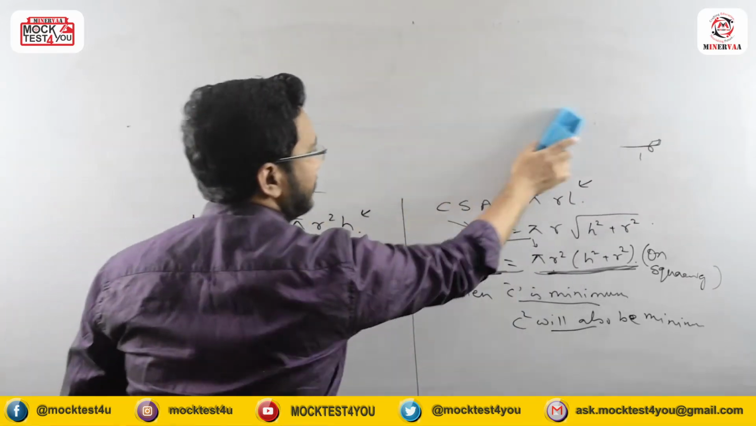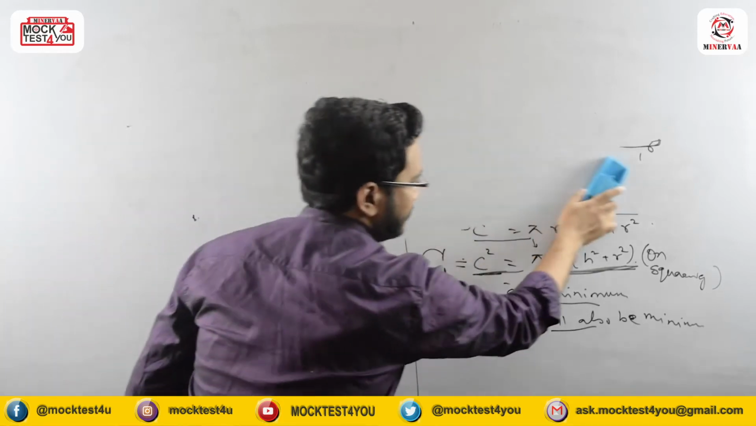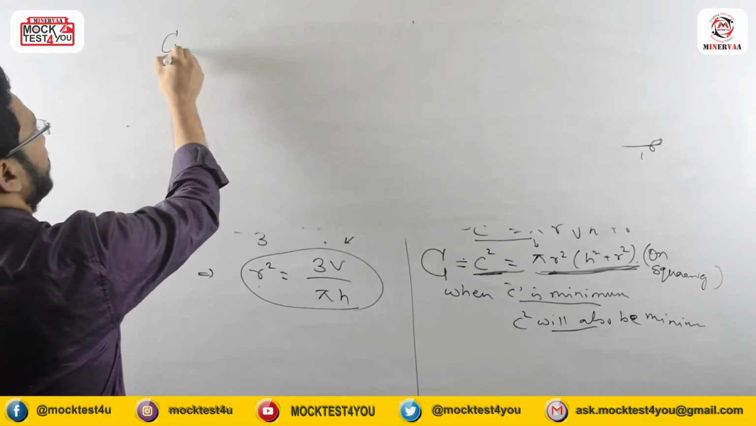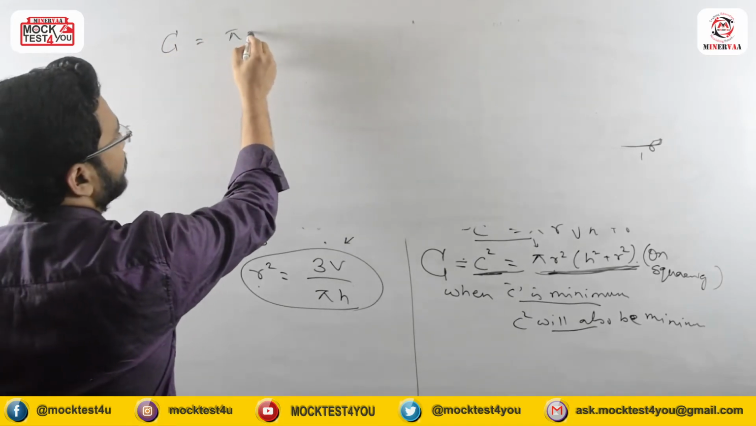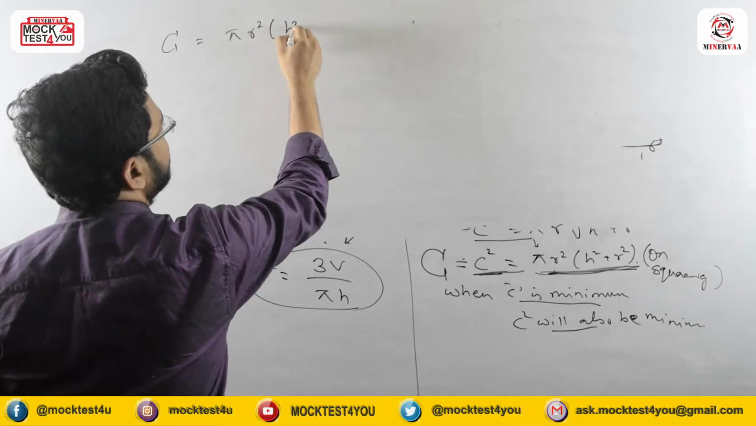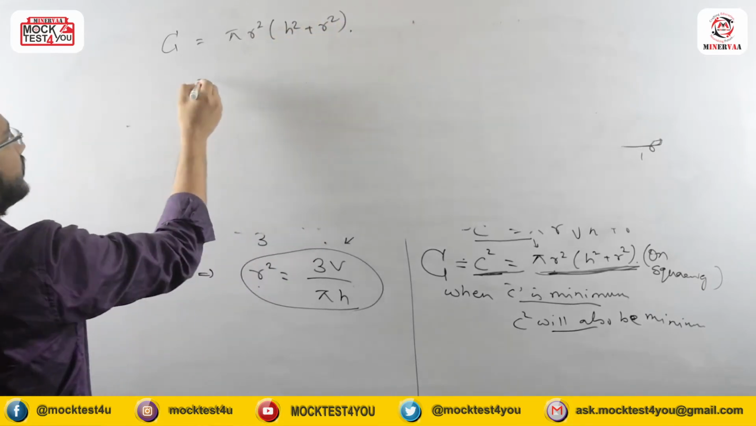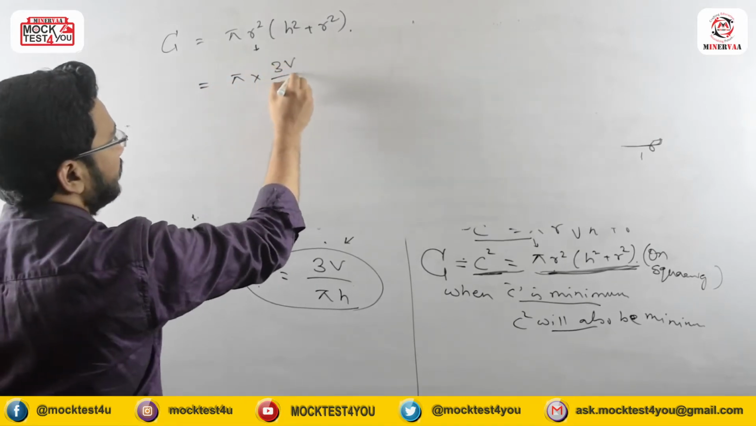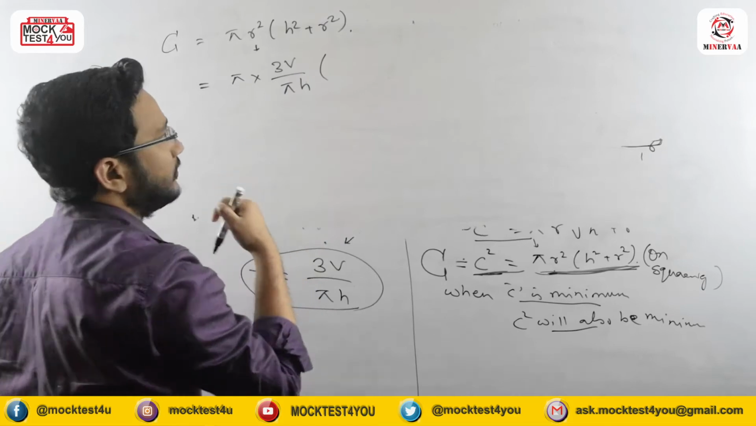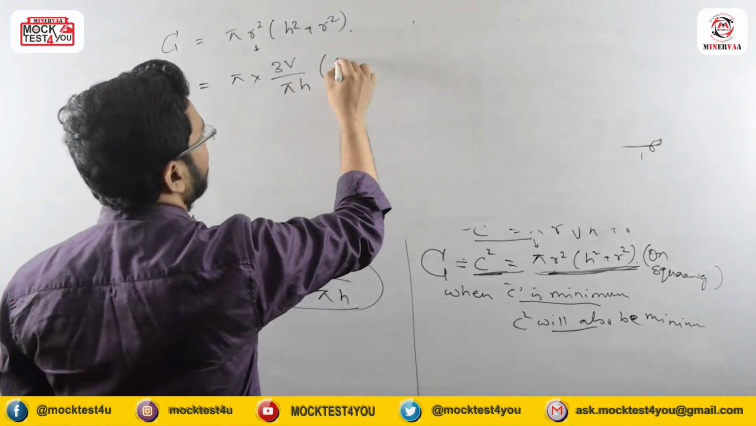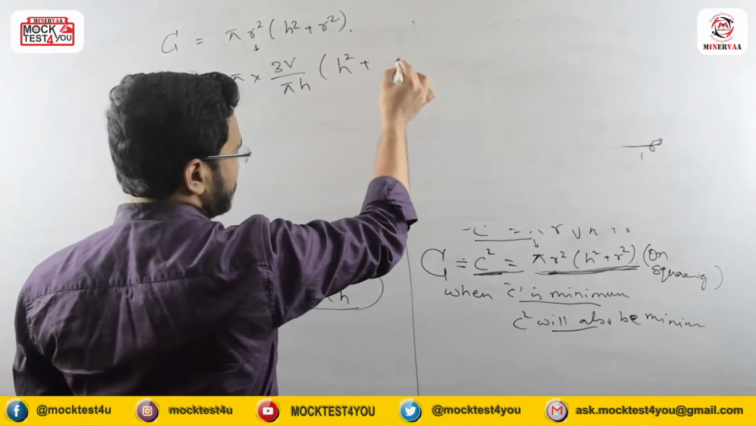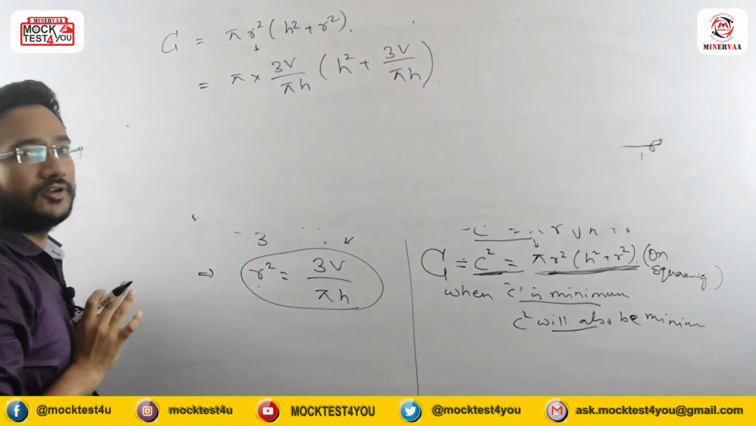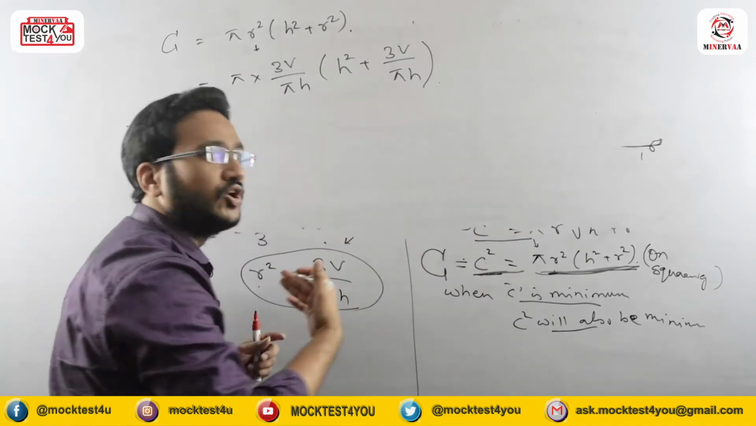The value of capital C will be equal to, here the equation was pi r square times h square plus r square. So let's put the value of r square here: it will be pi into 3v divided by pi h, times h square plus r square, again written as 3v divided by pi h. V will be treated as a constant because it is already given. Now you can see the function is a simple polynomial function.